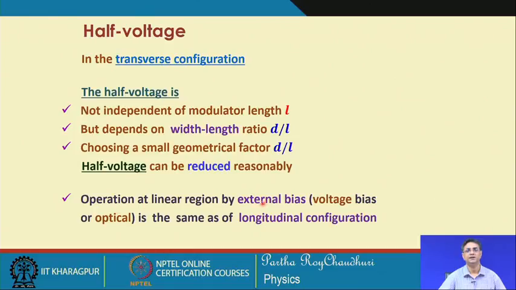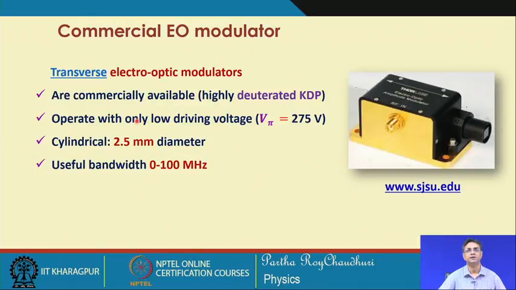For operation in the linear region, you again require the modulator to be biased at the 50% operating point, the same as one has to do in the case of the longitudinal configuration. In the same way, you have to insert a quarter wave plate to create a phase difference of pi by 2 between the two polarized lights, so that the base phase can be cancelled.